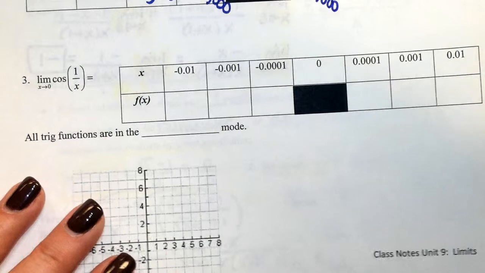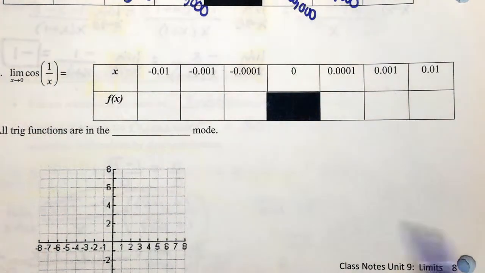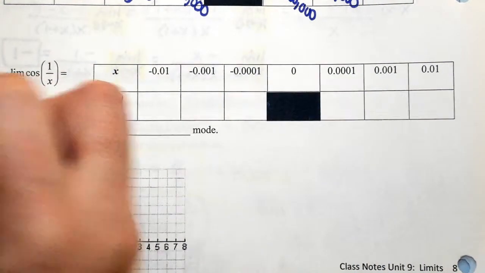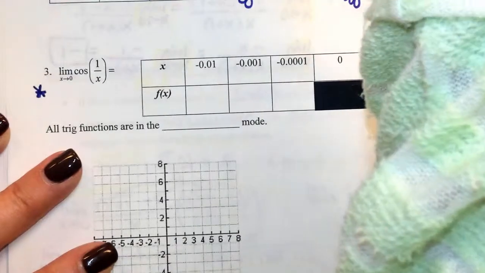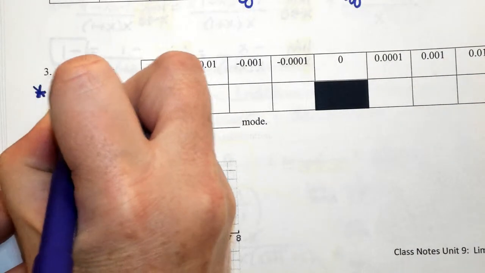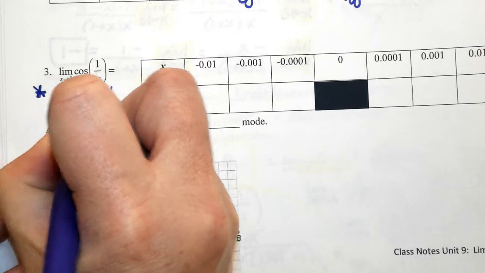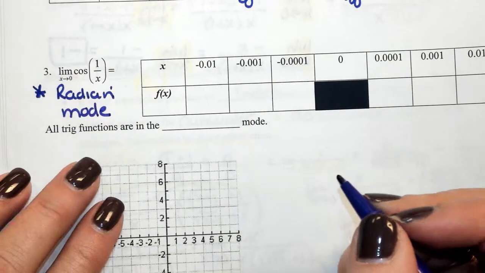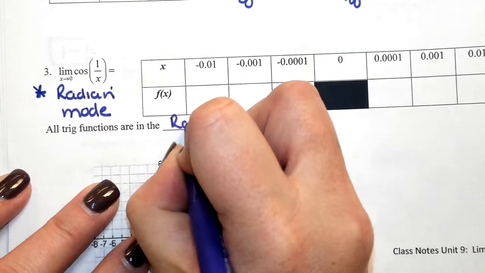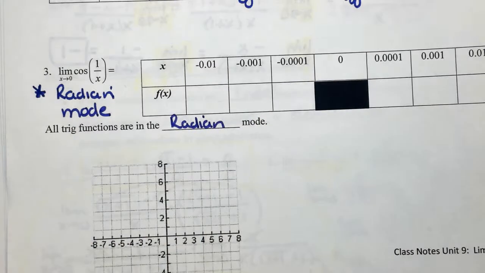All right, so now you guys go ahead and do number 3. Fill out that table for me again. When you're dealing with trig, guys, just a reminder, on your calculator you need to make sure your calculators are in radian mode. Anytime you're dealing with trig on the calculators, make sure you are in radian mode. So go ahead and fill that table out for me.